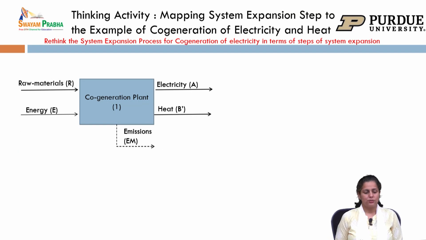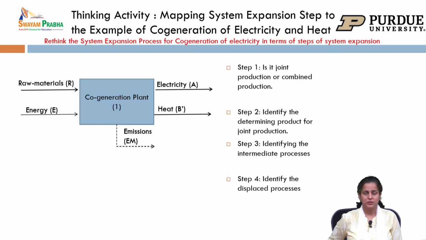So, we will quickly do a thinking activity. I already showed you how to do the system expansion for the cogeneration of electricity and heat. What we will do quickly is to go through these steps, thinking about the steps of system expansion, so that it becomes clear in your mind how you want to go about the system expansion. So, I will mention the 4 steps. First 30 seconds, think about step 1 and step 2, draw the expanded system boundary based on this, and then we'll come back, we will go through that, and then we will go 30 seconds again for step 3 and step 4.